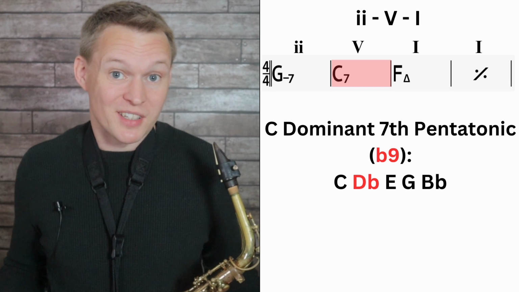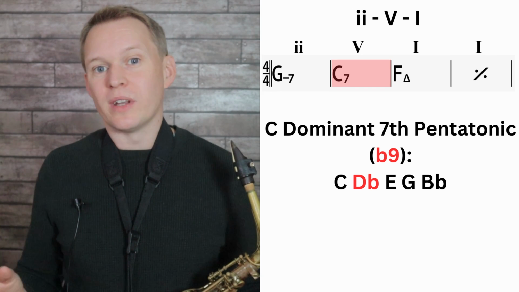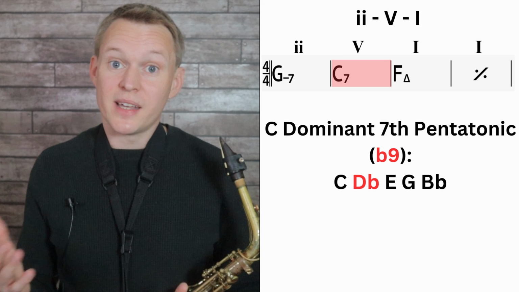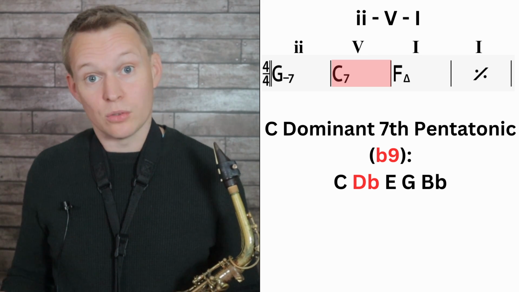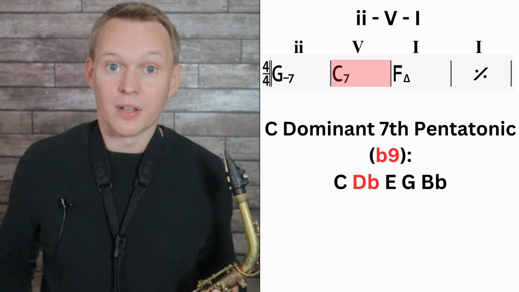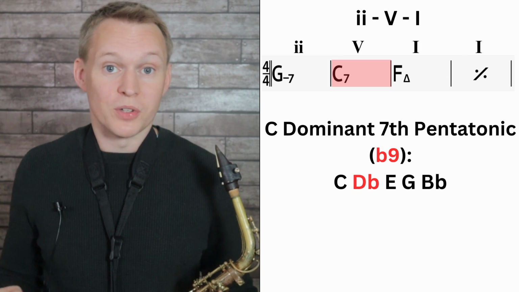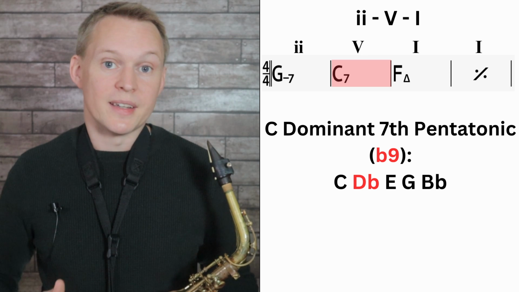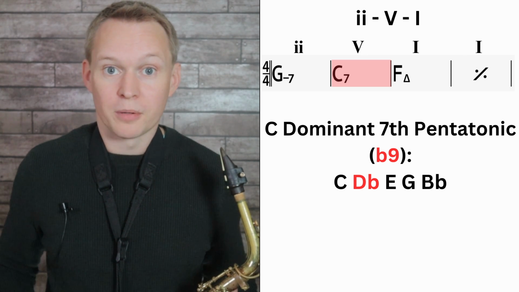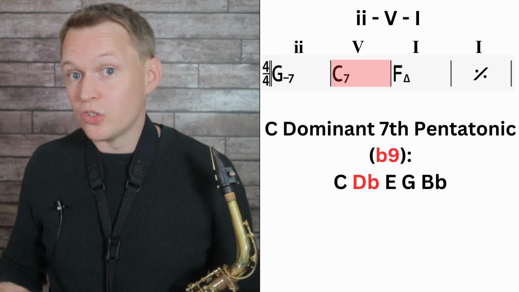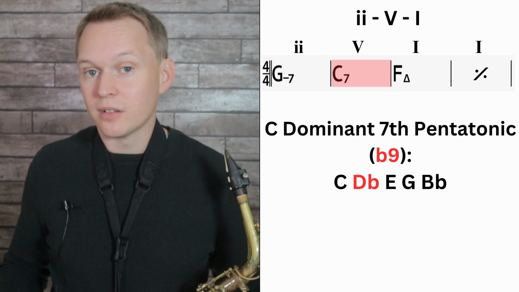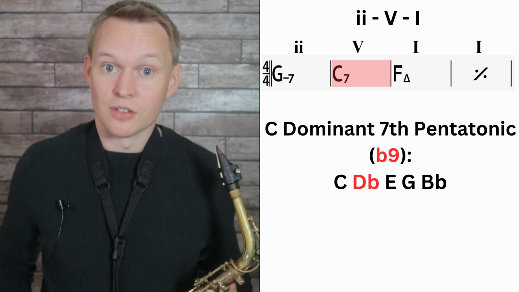Now, if you wanted to spice this up a bit, you could add in what's called a flattened ninth. Now, the ninth is the same as the second, and so if we lower that to a D flat or C sharp, however you prefer to think about it, we can then use the same notes from the dominant pentatonic, but just lower that D to a D flat or C sharp. And you're going to get a more tense sound, which if you then resolve onto, say, the chord tones of F major when you're improvising, could sound really good.